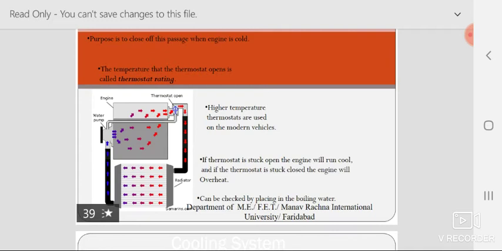So the total output is divided into so many parts in the engine. It's divided into wheels, it's divided into the air conditioning system, it's divided into the water pumping system of the radiator, it's divided into the fan system of the radiator. Everywhere the pump is, the power is getting distributed.